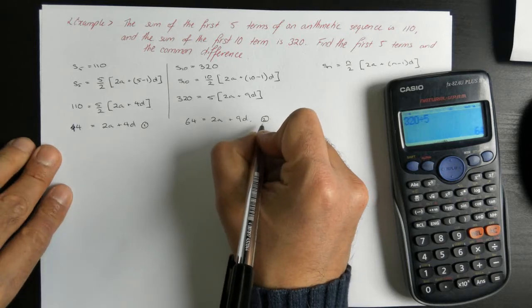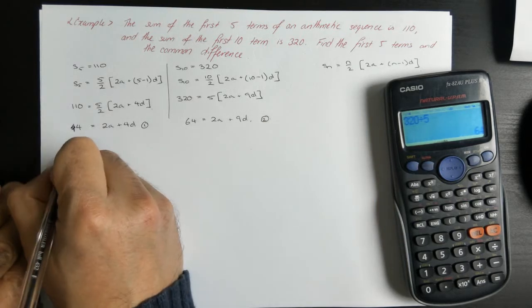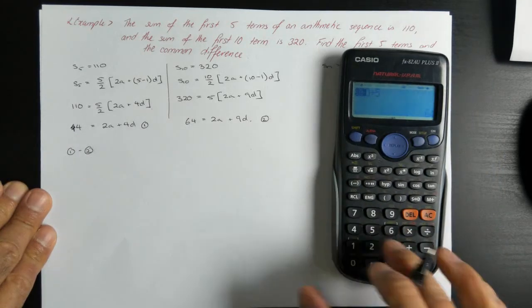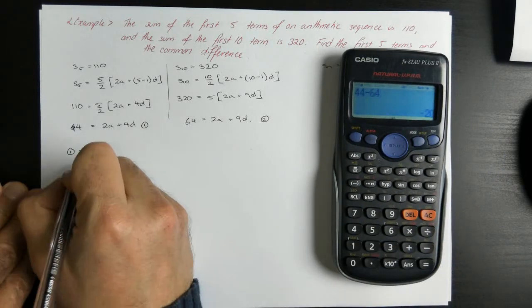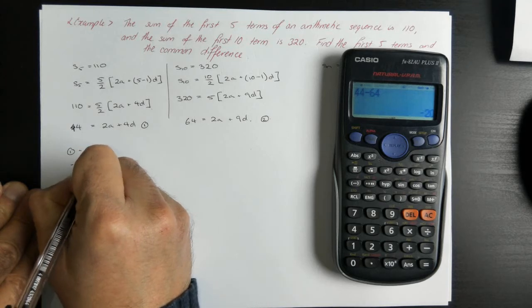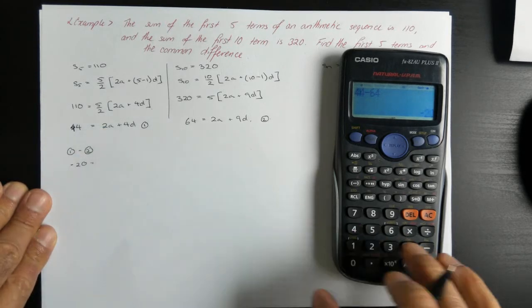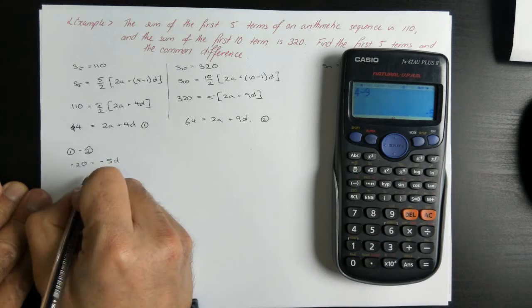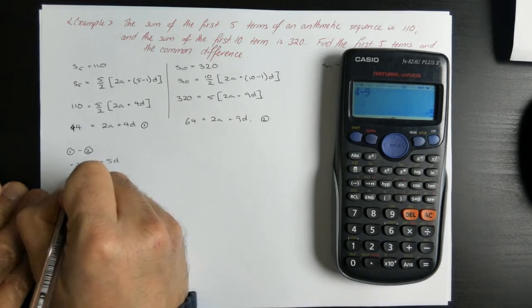Okay, now using simultaneous equations, what I'm going to do is subtract 2 from 1. So 44 take away 64 is negative 20. 2a take away 2a is 0. 4d take away 9d is negative 5d. So d must be 4.